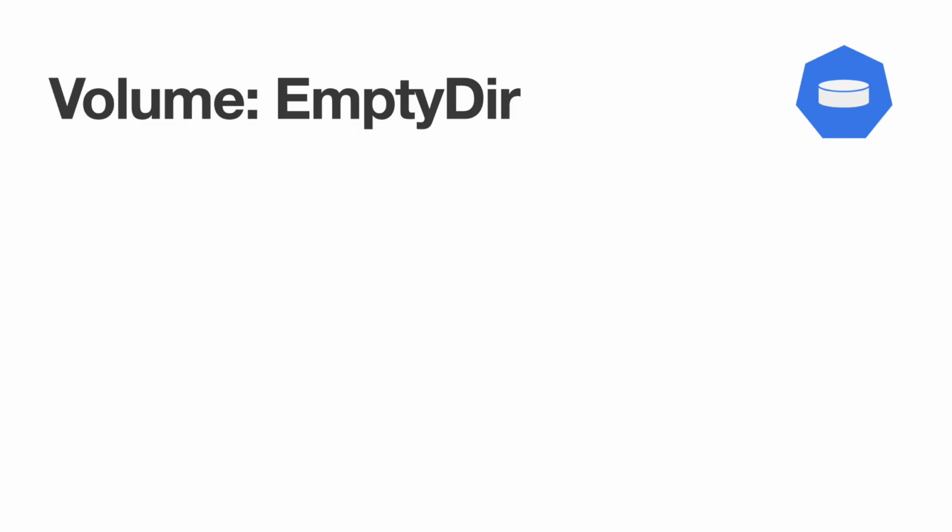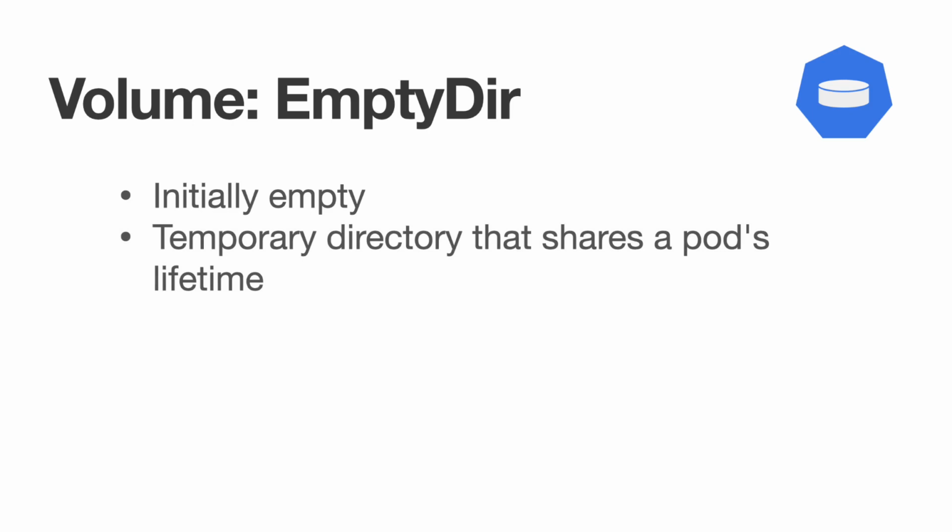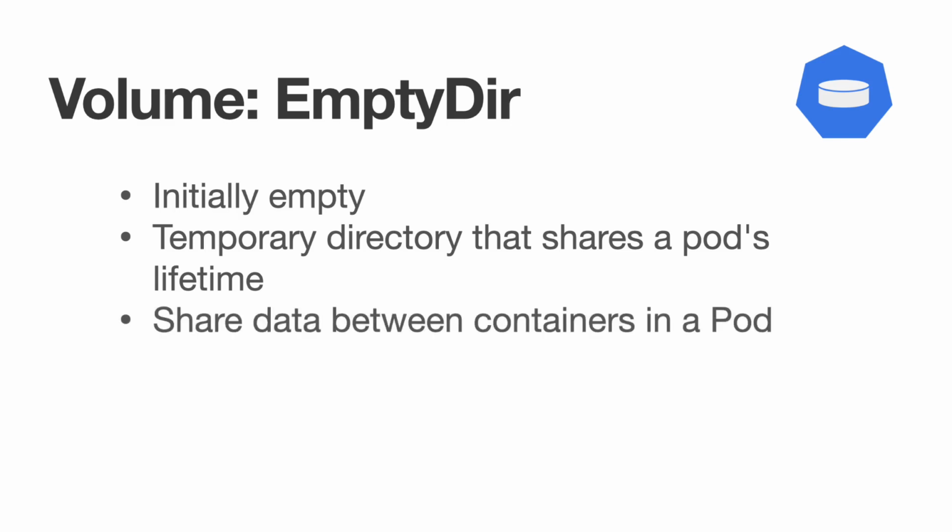Right, let's go ahead and learn about our first volume type called emptyDir. As the name suggests, this means that this volume is initially empty and it's a temporary directory that shares the pod lifetime. So if the pod dies, then you actually lose the contents inside of this temporary directory. It's also used for sharing data between containers inside of a pod.